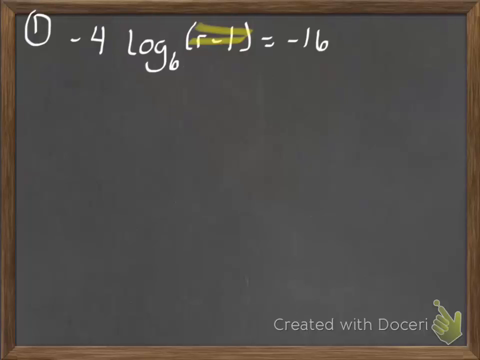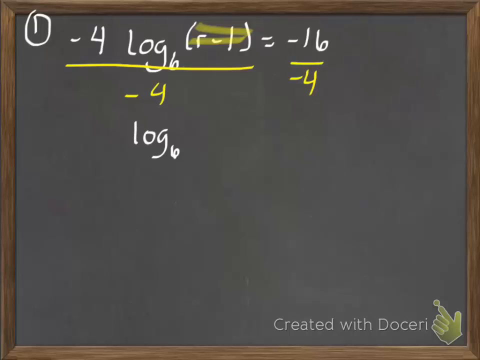So, with this, we need to get the logarithm isolated. So the log is the only thing on one side. What operation is being done to this side? Is it multiplication? We have multiplication and subtraction, but the whole logarithm is being multiplied. So we want to undo the multiplication first. So we're going to divide by negative 4 on both sides. So log base 6 of r minus 1 equals positive 4, excuse me.